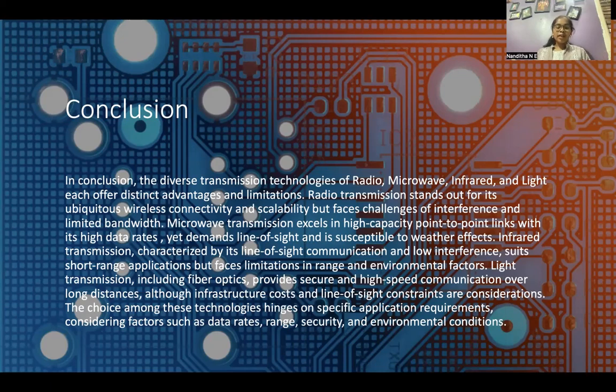Infrared transmission, characterized by its line of sight communication and low interference, suits short-range applications but faces limitations in range and environmental factors. Light transmission, including fiber optics, provides secure and high-speed communication over long distances, although infrastructure cost and line of sight constraints are considerations. The choice among these techniques hinges on specific application requirements. Consider factors such as data rates, range, security, and environmental conditions.